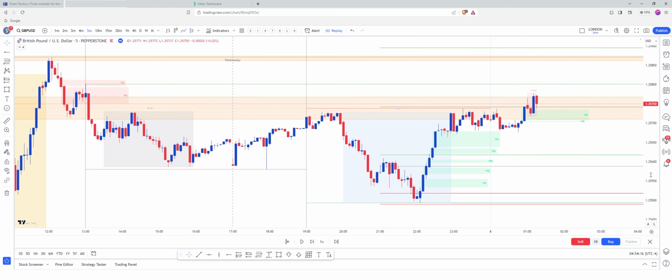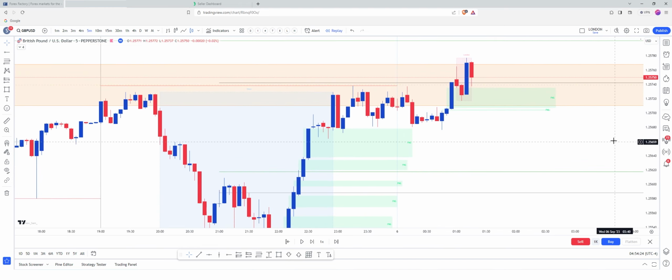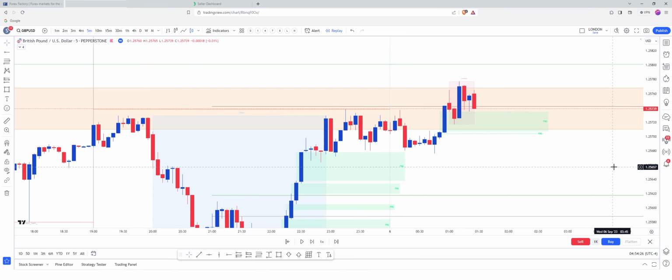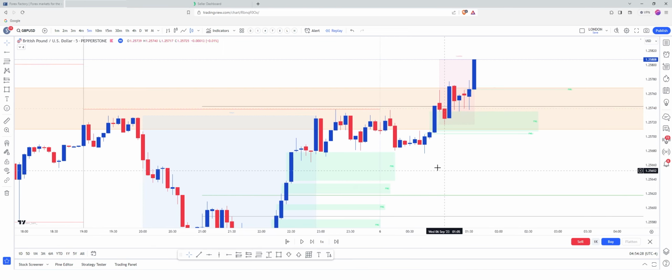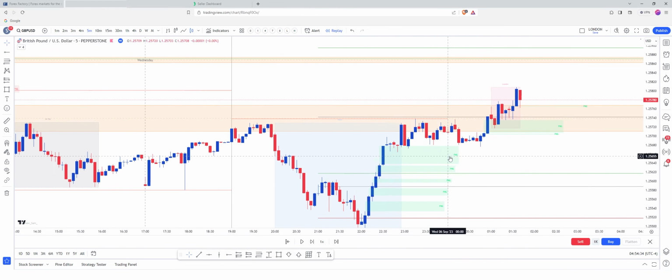So price is continuing bullish price action here. We've created a 5-minute fair value gap just before London opens. It looks like it's been respected. Price is pulling away. Again, coming up, displacing higher. We're now keeping an eye out on the New York AM session high.